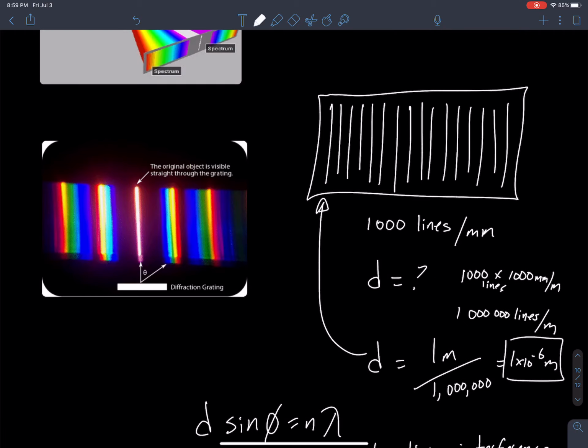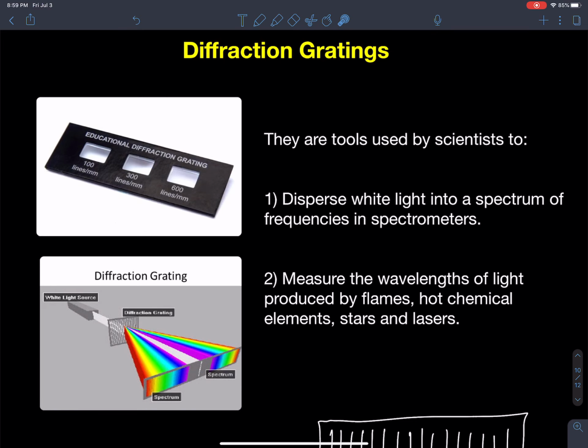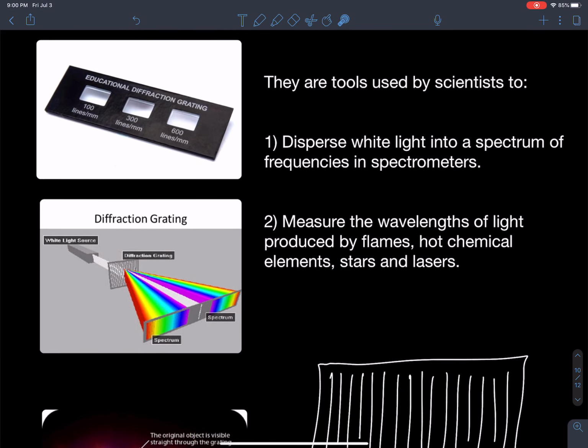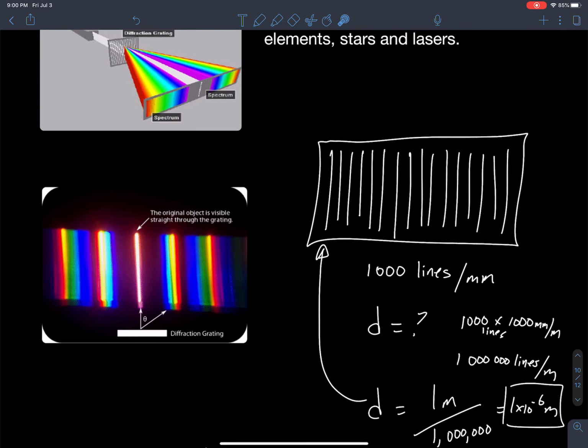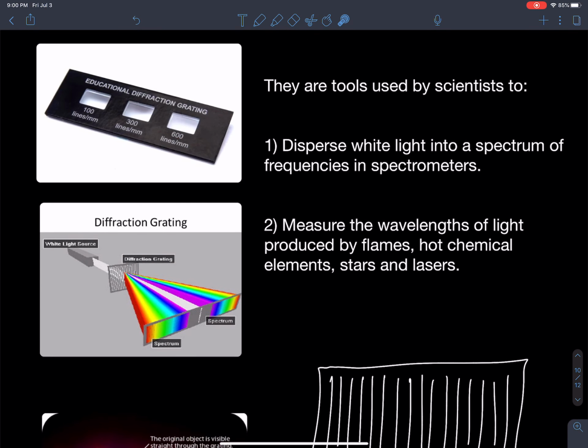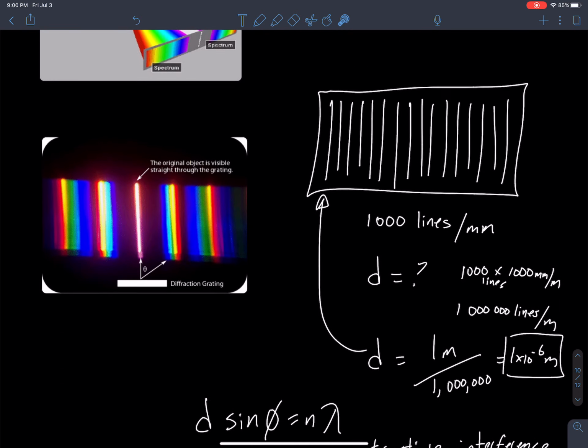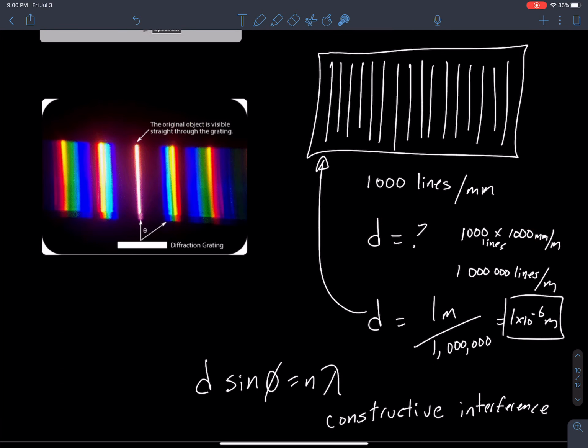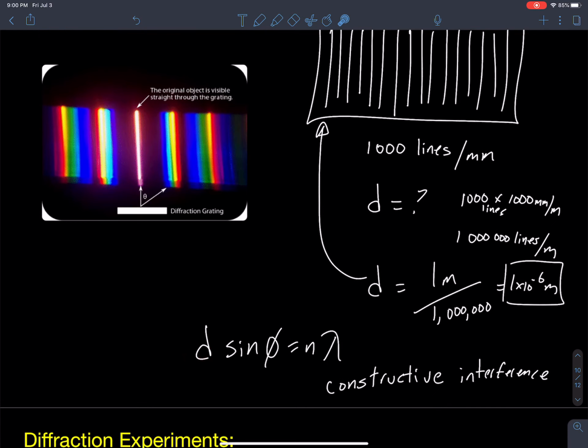Okay, so when we look at these diffraction gratings, 100 lines, 300 lines, 600 lines, I'd be able to calculate the thickness of each individual line in that grating by using this relationship. So take a second, stop there, and write that down. This is very important when you're working with diffraction gratings, that you know how to calculate the slit width based on the number of lines per millimeter. It always appears, okay?